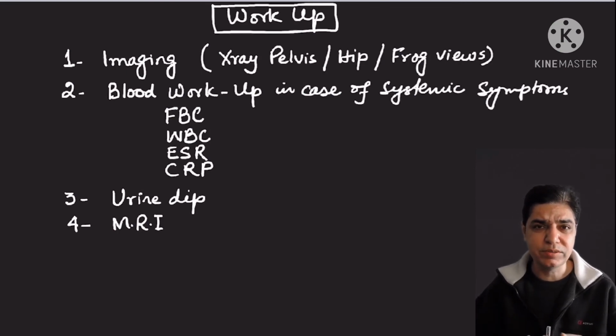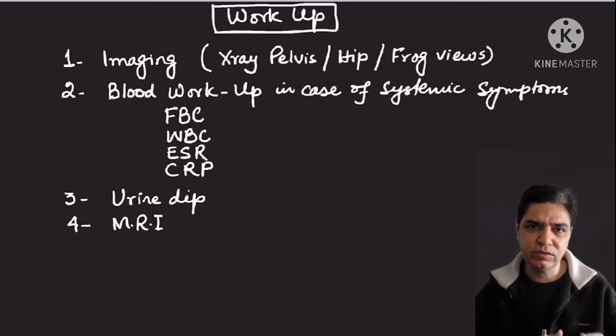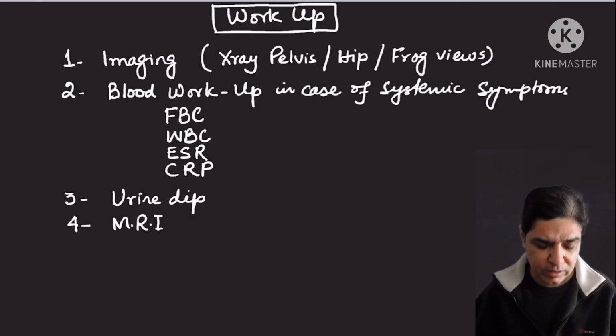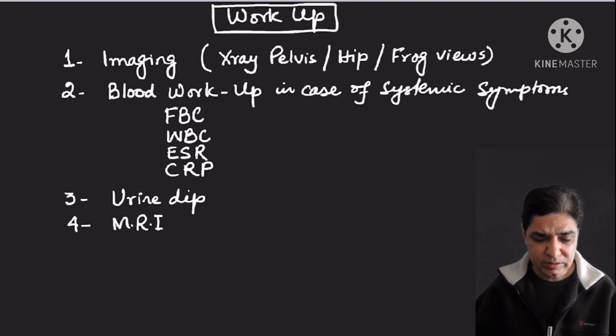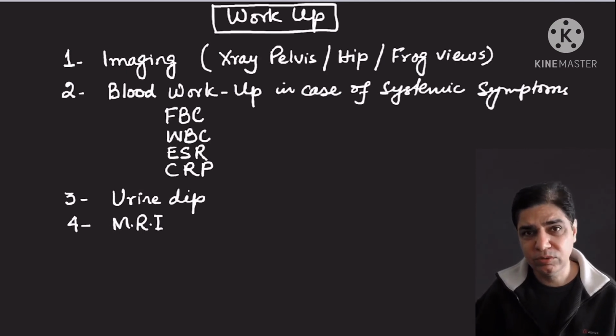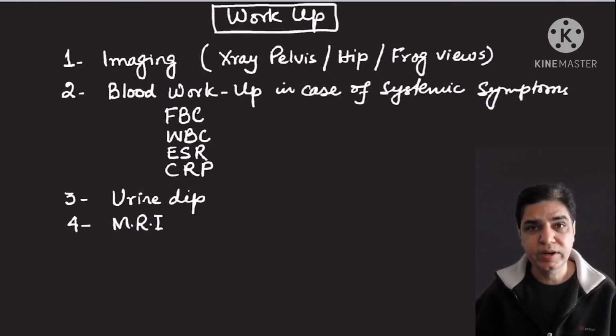So obviously, if somebody has got a focal pathology like a swollen ankle or something, you would focus your imaging on that. So you would do an x-ray of the ankle joint, or an x-ray of the knee joint. But sometimes if the history is not clear, you might have to do an x-ray of the whole lower limb. But in most common causes where there is a painful limb, the problem is in the hip joint, so you have to do an x-ray of the pelvis.